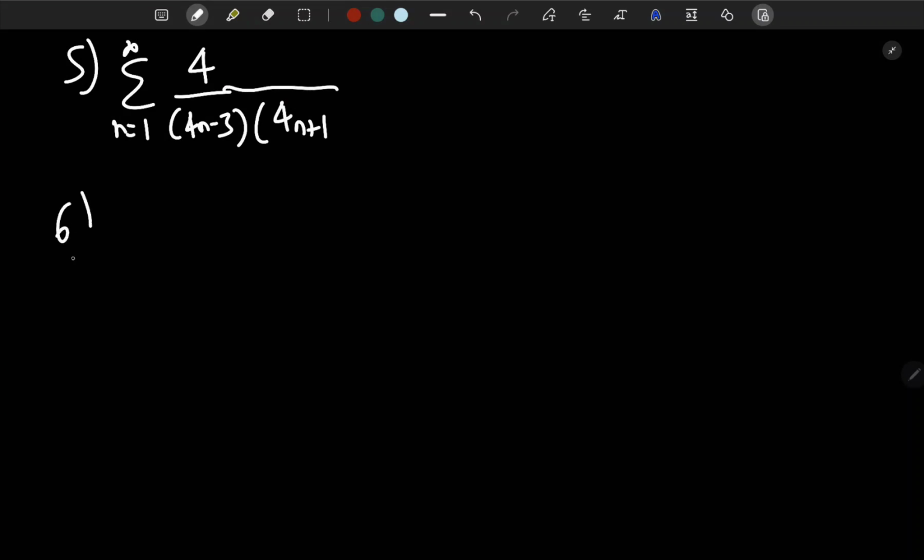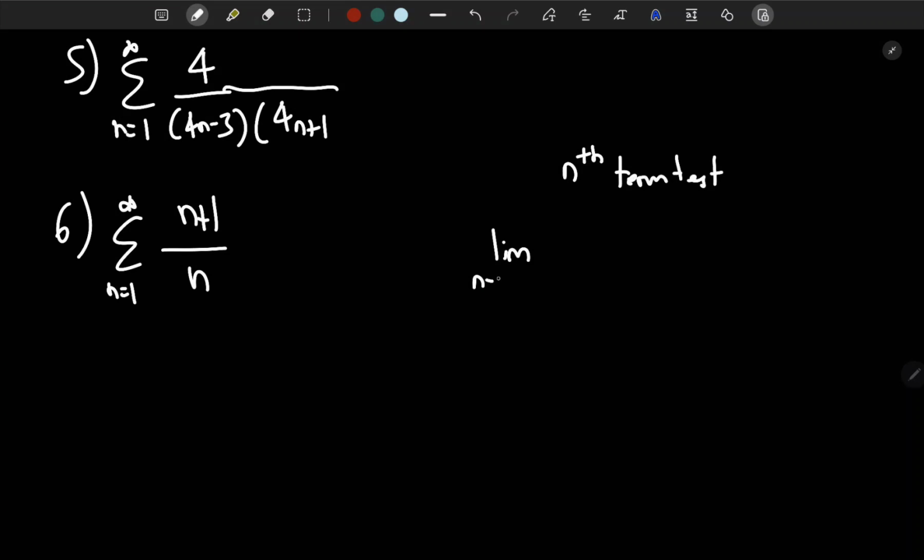And for question 6, we have sigma of n is equal to 1 all the way to infinity, and we have n plus 1 over n. And here I'm going to introduce a new test which is called the nth term test, which basically states if you take the limit of n approaching infinity of a_n, and if it gives you 0, then it is inconclusive. You don't know if it diverges or converges. So if you get 0, then you can't do anything.